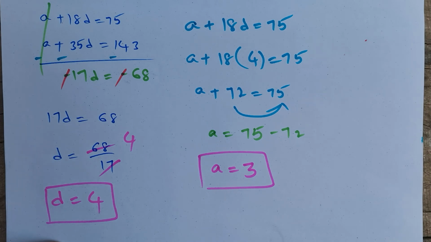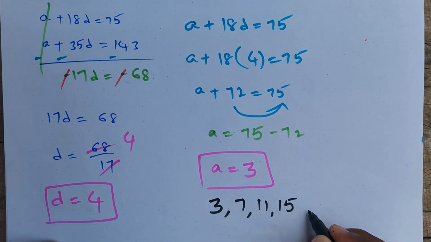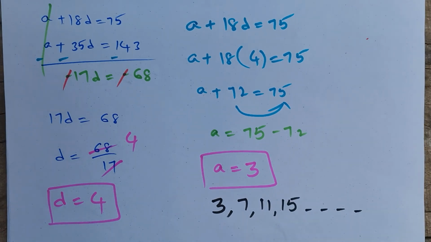So he is asking to find the AP. So first term is 3. Now keep on adding common difference. 3 plus 4, 7, 7 plus 4, 11, 11 plus 4, 15, and so on. So the AP is 3, 7, 11, 15, and so on.